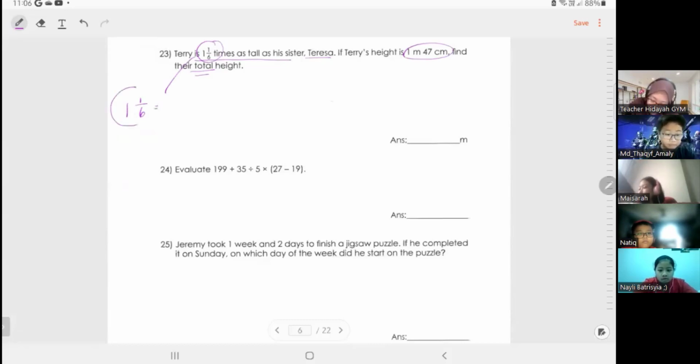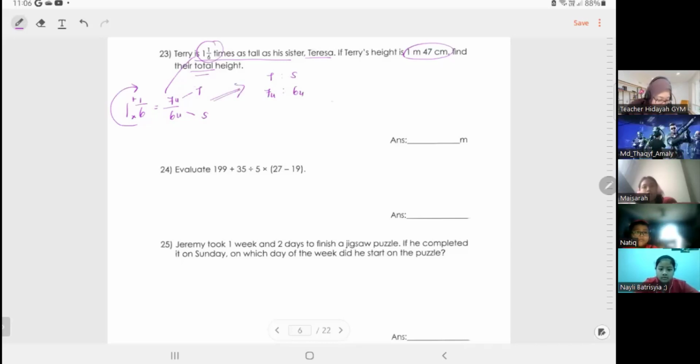So you're going to do it this way. 6 times 1 plus 1, that's 7/6. This is the unit, this is Terry, this is the sister. Why? Because the first person is the numerator, the second person is the denominator. All right, so we know that Terry is to sister as 7 is to 6, right? Coming from this fraction, I can rewrite it as the ratio.